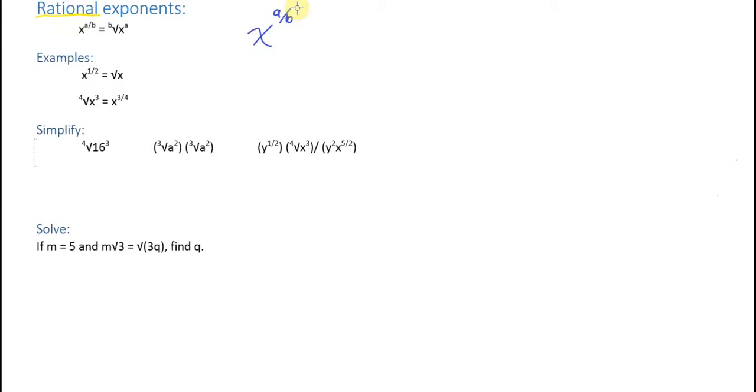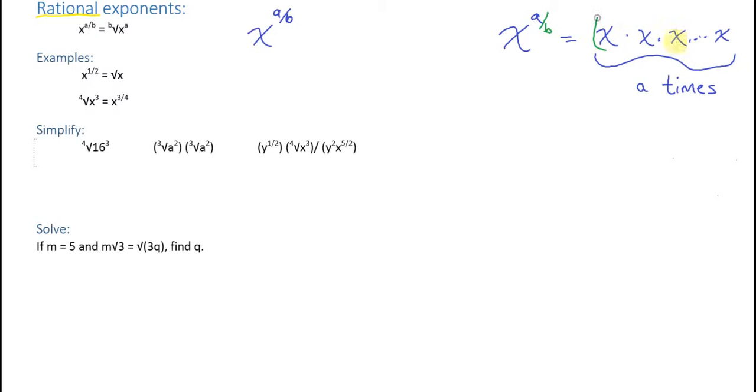The power of a is the same as what it's always meant. If you had x to the power of a, it just means x times x times x times x, a whole bunch of times, a times. What happens when we add over b? The over b, well, we've just taken care of the a parts. This would mean that all of that is to the power of 1/b. Okay?